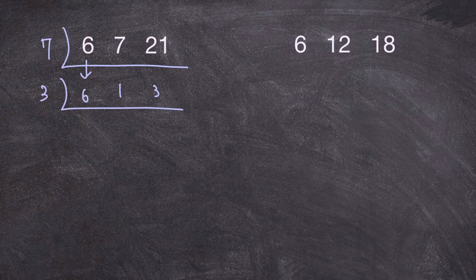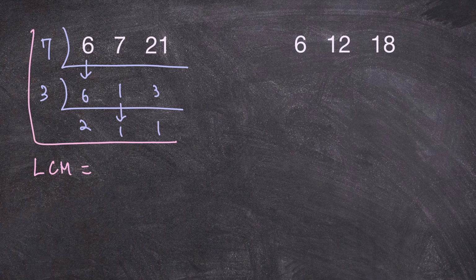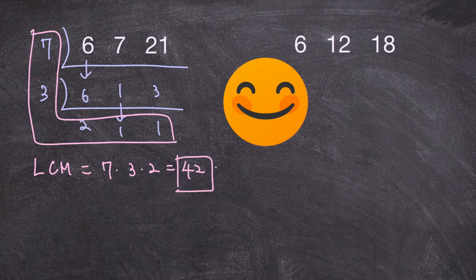Draw another L underneath the three newly generated numbers and repeat the same process until you can't find another common factor. Once you reach a point where you can no longer find a common factor, stop there and multiply all numbers around the L's to calculate the LCM. You can exclude ones in this process.